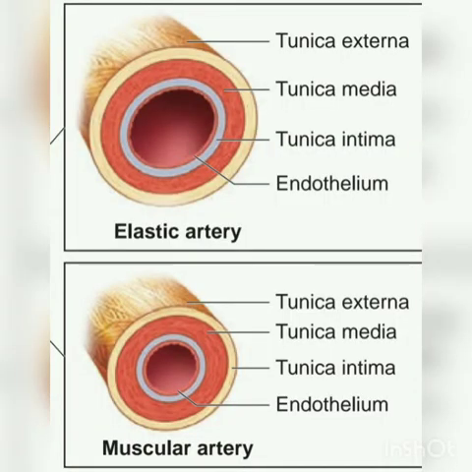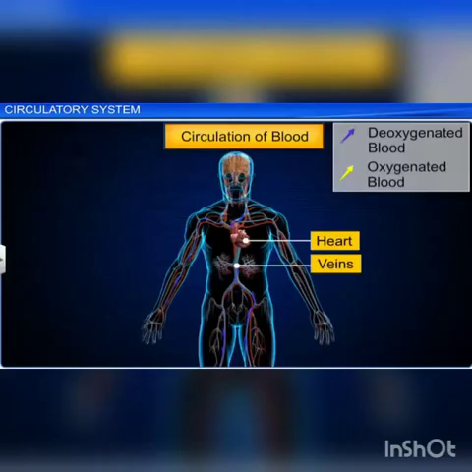The blood vessels in humans are composed of three layers: tunica intima, tunica media, and tunica externa. Tunica intima means the inner layer, tunica media is the middle layer, and tunica externa is the external layer, which also contains protein and elastin. First, we see the arteries.